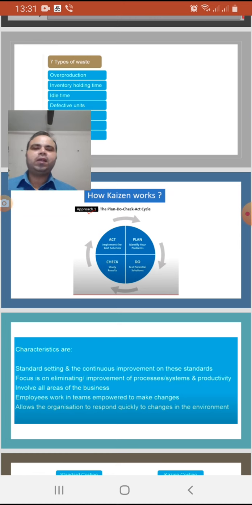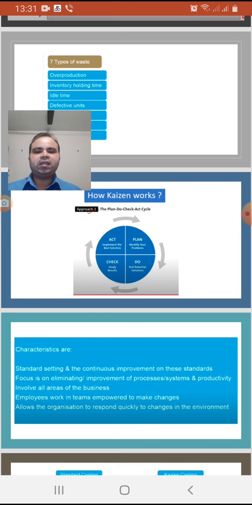So, when it comes to implementation, how does it work on the ground? They need to plan. Planning means identifying the problems, then test potential solutions, and then check the study results, and finally act. It means implementation of the best solution.